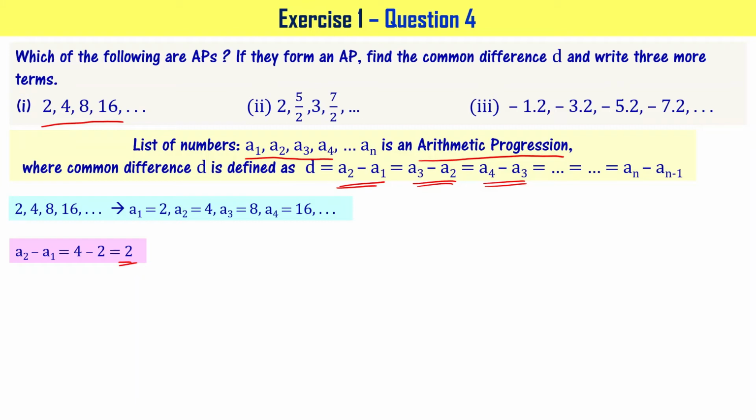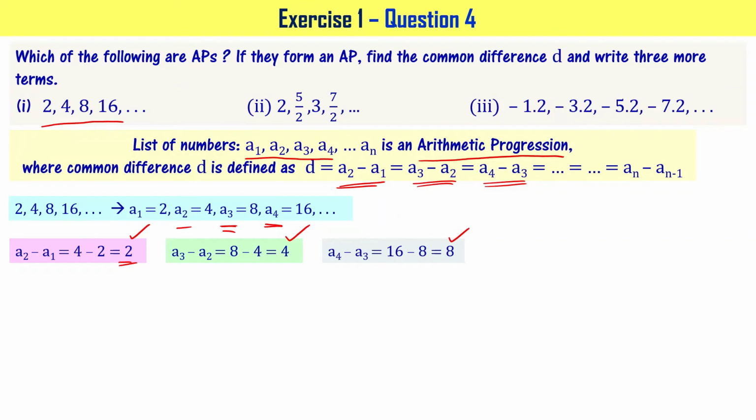Now let me find the difference between A3 and A2, right? A3 minus A2 equal to 8 minus 4, that is equal to 4, right? I can find even the difference between A4 and A3. When I do that, what I get is A4 minus A3 equal to 16 minus 8, that is equal to 8. Now you see the differences are 2, 4 and 8, right?